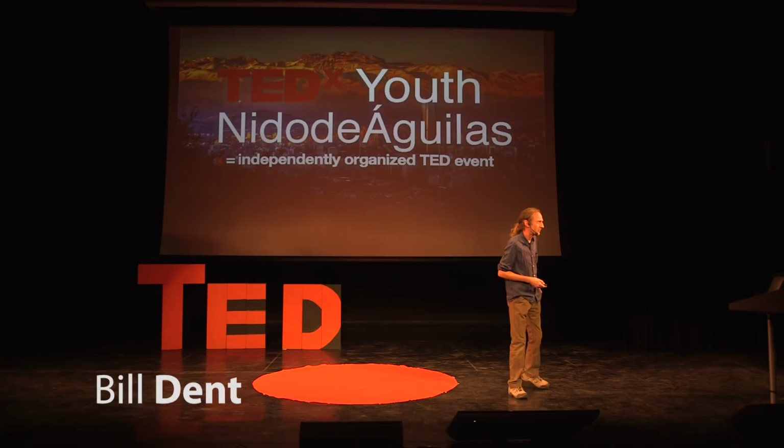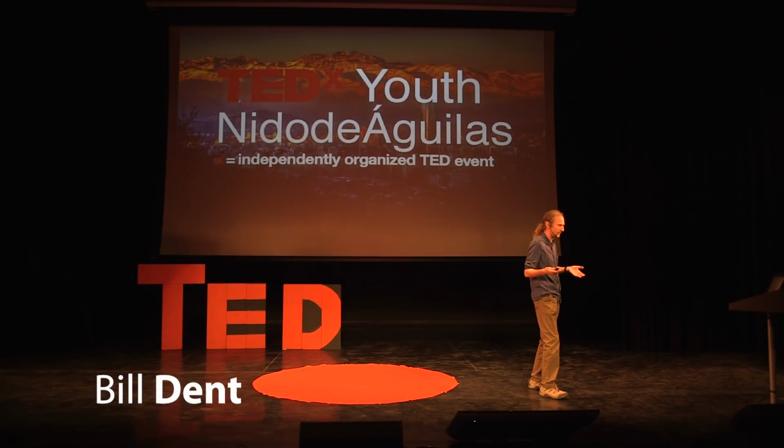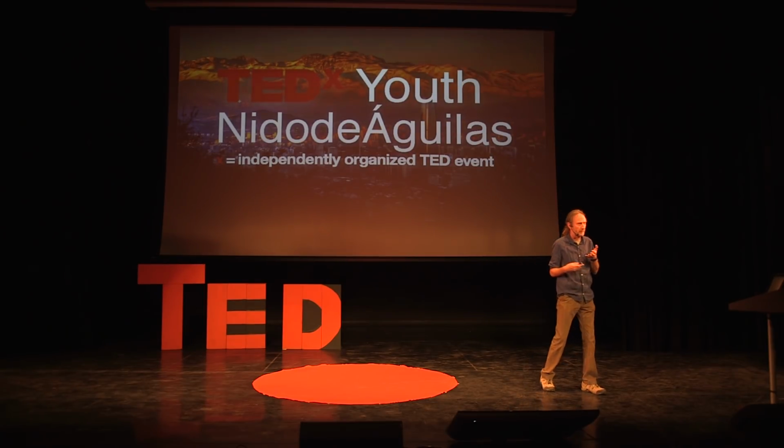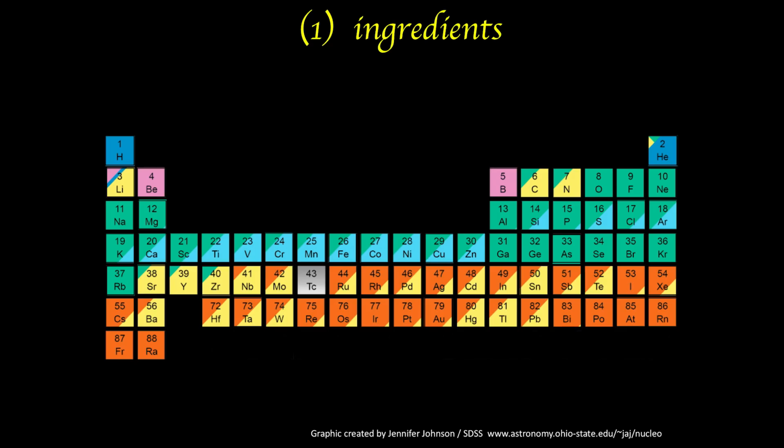Talk a little bit today about how you can build a planet. If you want to build a planet, I'm going to talk about what you need, what ingredients you need, how you put them together, and is it easy? Okay, so what do you need? You need ingredients. Well, the ingredients you've got, the periodic table.